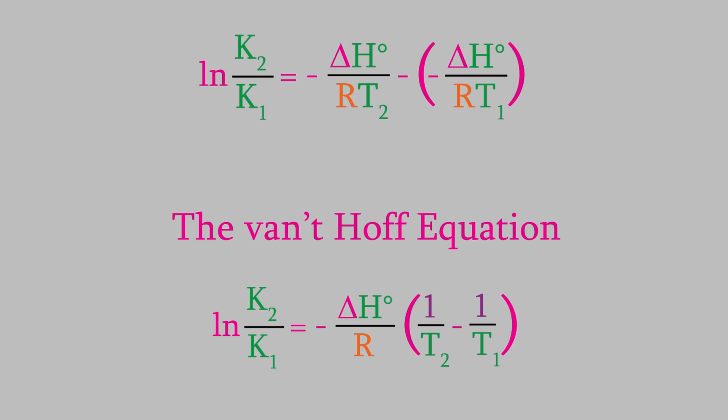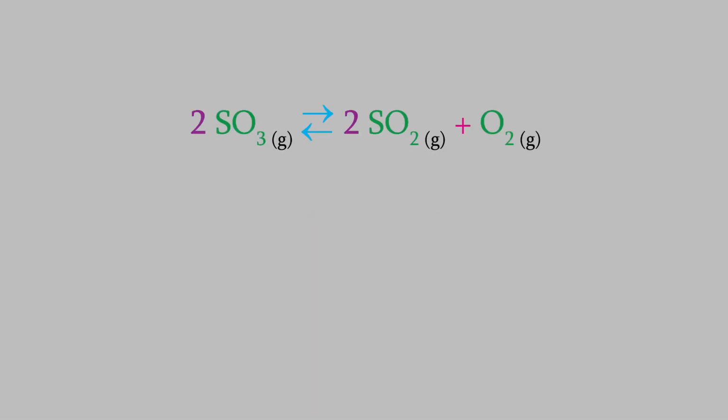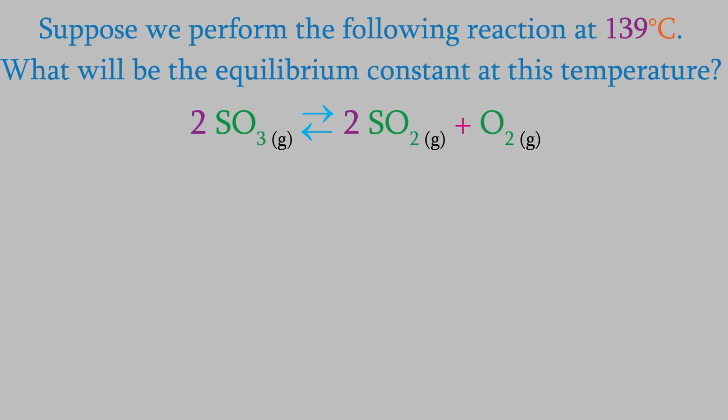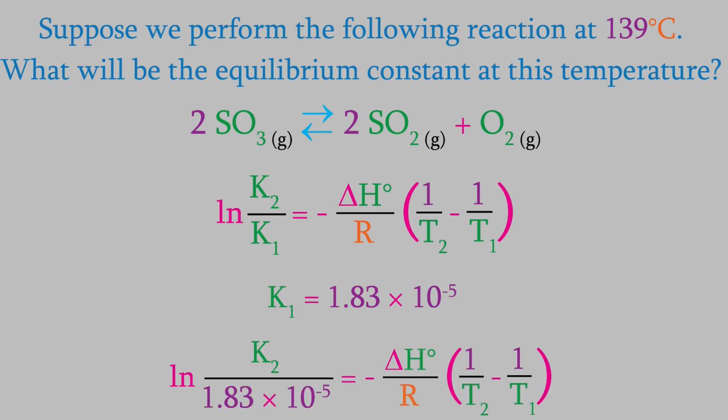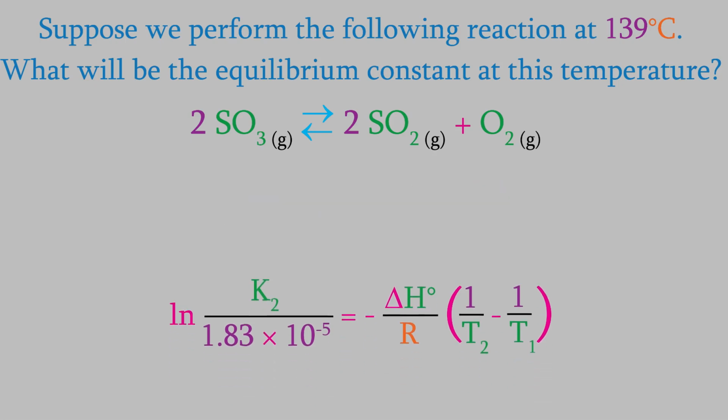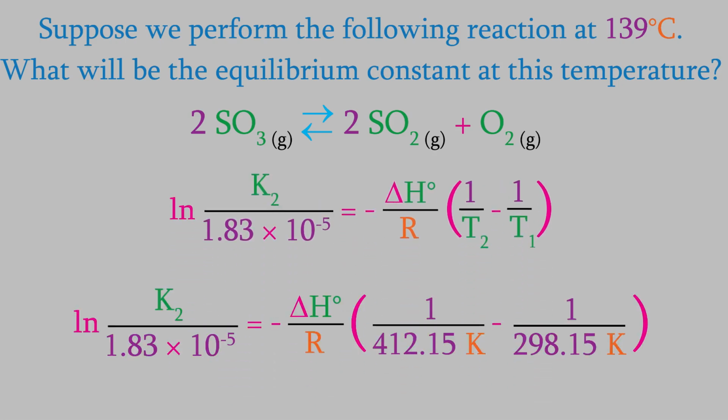It's a very useful way to determine the standard enthalpy of a reaction. Or, if we already know the standard enthalpy, we can predict how the equilibrium will change with the temperature. For example, here's a reaction we saw in the previous video. Suppose we wanted to know what the equilibrium constant of this reaction would be at 139 degrees C. From the work we did in the previous video, we know that K is 1.83 times 10 to the minus 5 at 25 degrees Celsius. We'll need to convert the two temperatures into Kelvin. Once we do that, we can plug the temperatures into the van 't Hoff equation.